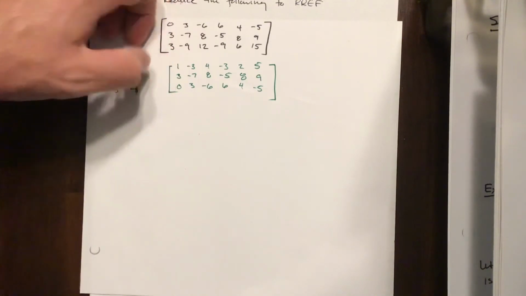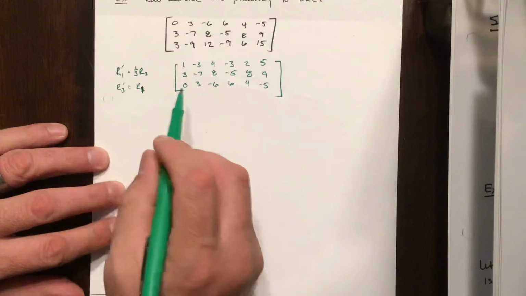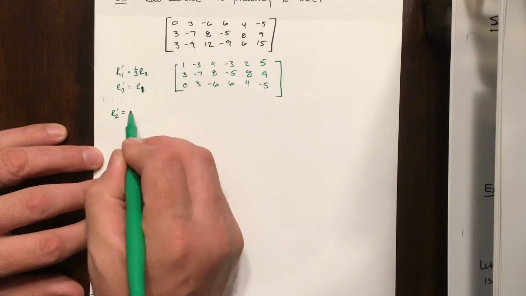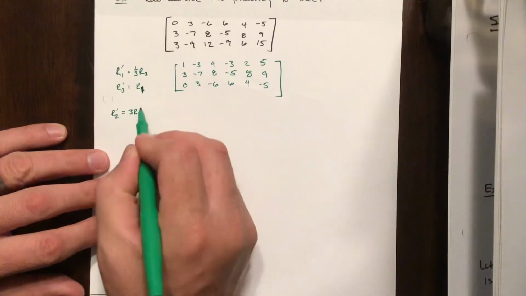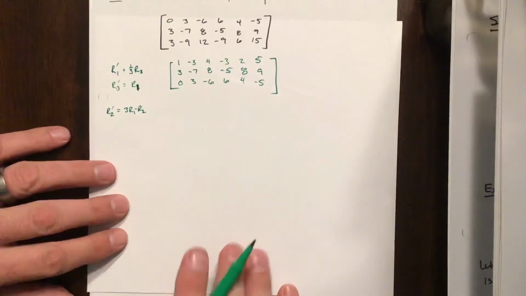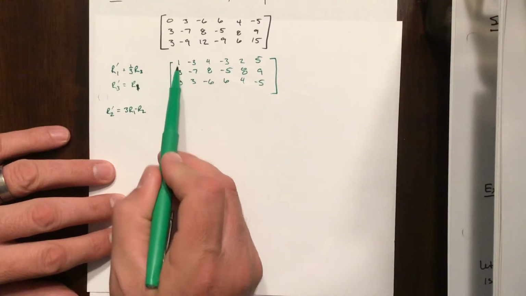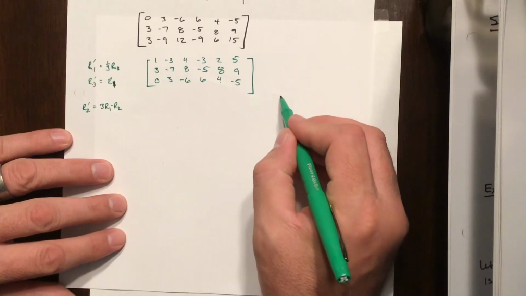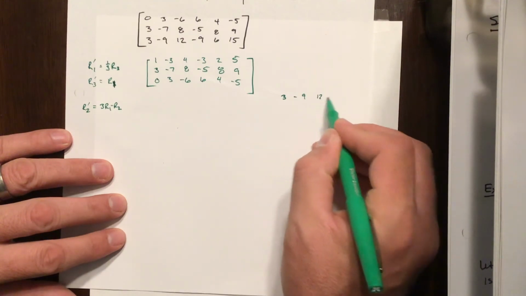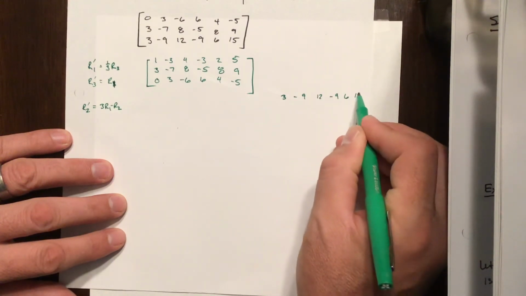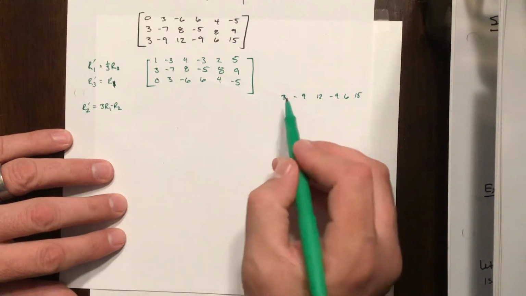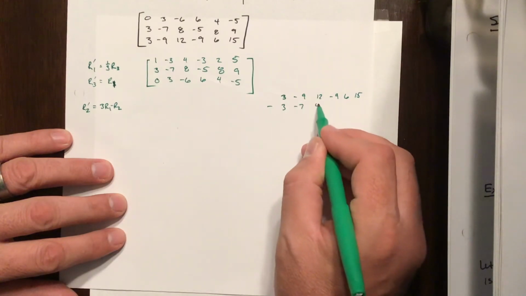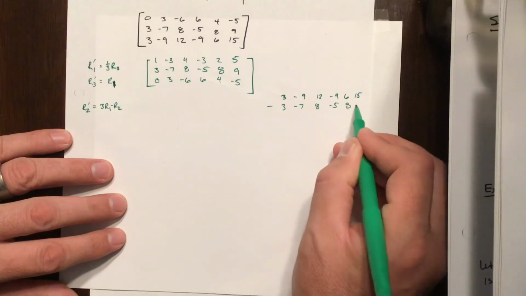I need zeros below it. So how do I get zeros below it? Well, I need to get rid of this 3. I'll say my new row 2 is going to be 3 times row 1 minus row 2. So I'm going to multiply this by 3 and subtract off row 2. Let's show my work over here. I get 3, negative 9, 12, negative 9, 6, and 15. Maybe I shouldn't have divided by 3. Oh well. And I'm going to subtract off row 2. So it's 3 minus 3, 7, 8, minus 5, 8, and 9.